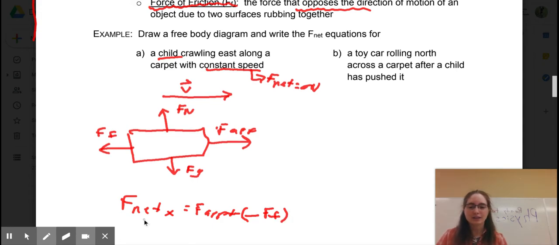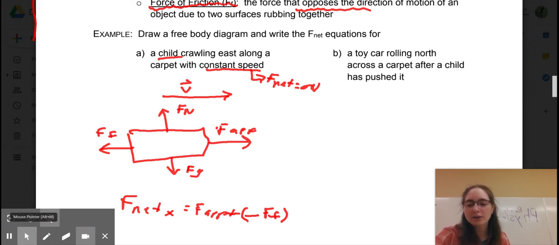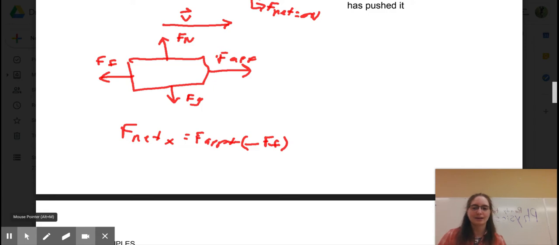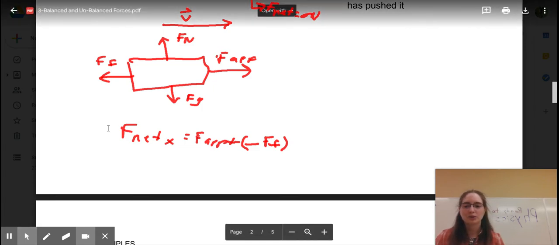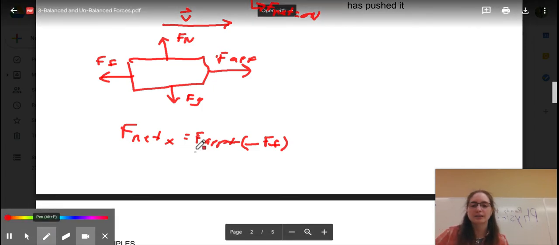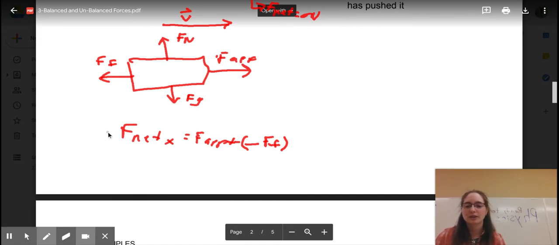Now, because the Fnet on the x is going to equal 0, I could always rewrite this. So the sum of each of these is going to equal 0. Okay, so our Fnet is going to equal 0. So that means our force of friction and force applied have to have the same numeric value.